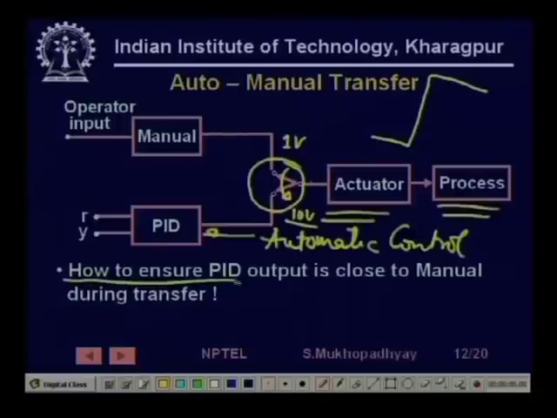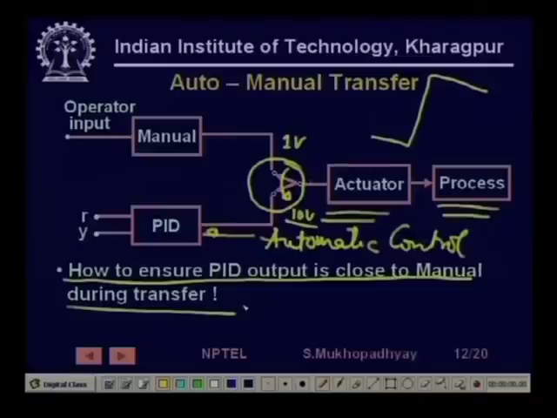Normally we try to operate the processes so that if we want to increase the input, we ramp it up gradually. You do not give an input of 1 volt now, 10 volt, then again minus 2 volts. Such inputs are sometimes detrimental to the equipment, either in the process or the actuator. So, the question is how to ensure that the PID output is close to the manual during transfer.